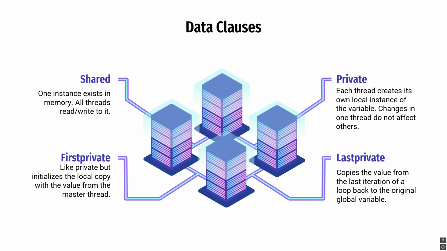Then we have firstprivate, which is similar to private but initializes the value from the master thread. And lastly, we have lastprivate, which copies the value from the last iteration.